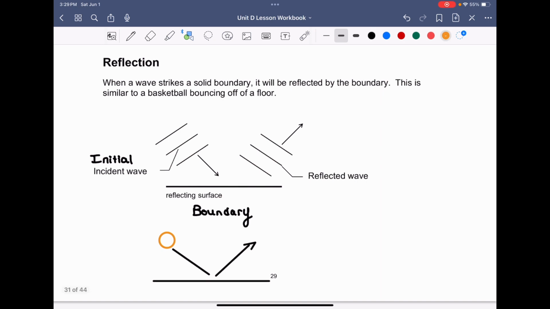Well, we could represent this as the basketball has done some sort of crossover, maybe from your left hand to your right hand or your right to your left, and that incident ray is going to be equal to the reflected wave, and we're going to see that this would have that same wave in terms of the crests and troughs and the overall pattern. We get an initial and a reflected.